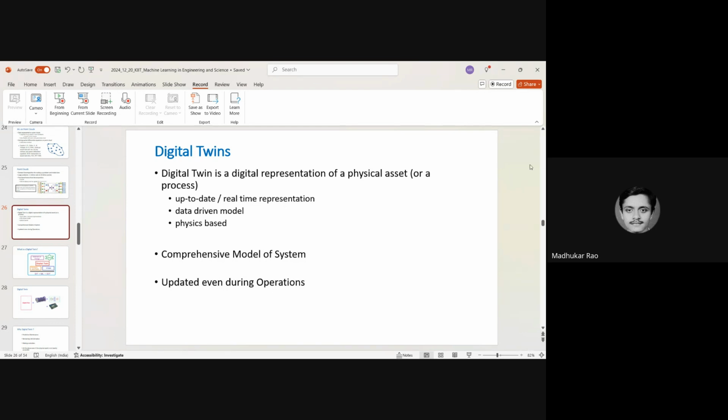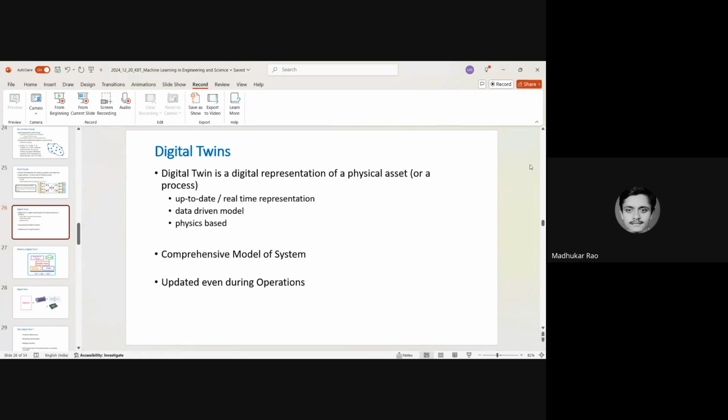So now we come to digital twins. This is also a topic that, in fact, General Electric, GE, was promoting in a very big way in 2018, 2019 and all that. But I think COVID sort of put a stop to or reduced its popularity in the COVID years. So what's a digital twin?